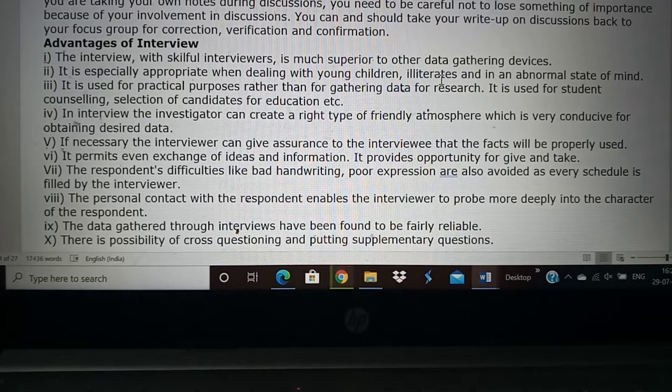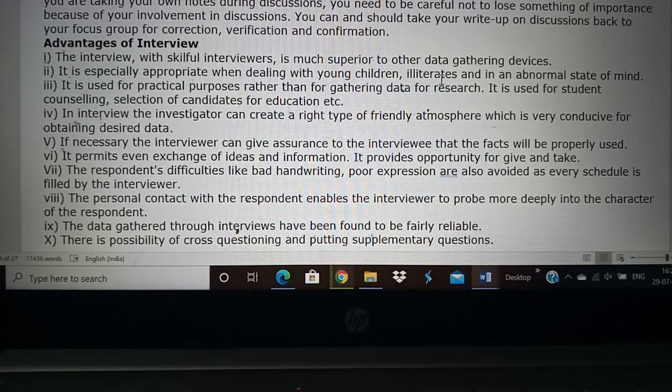Then it is a very practical method of collecting data, and if there is a friendly atmosphere, then the interviewer and interviewee have a good relationship, and that gives you nice data for your research. It is also a medium in which there is exchange of information, so you will learn a lot from the data that you collect, and the person you are interviewing will also learn a lot from the way you are questioning. And it prevents things like bad handwriting and poor expression; all these things can be avoided by the interviewer.